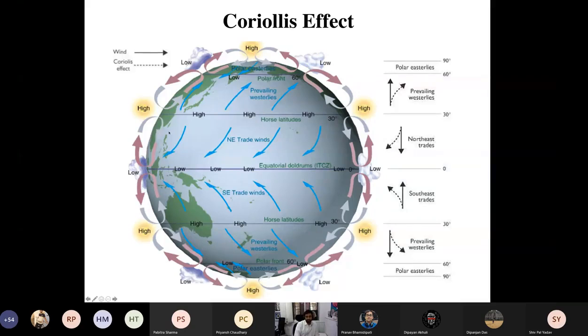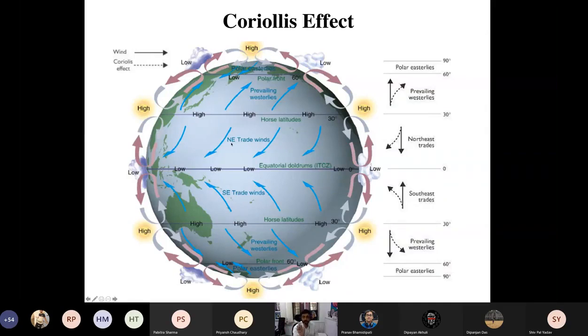So the Hadley cell, where you have air mass moving from around 30 degrees north to the equator along the surface of the planet. At the equator, it rises to the top of the atmosphere, and then it moves towards 30 degrees north. The movement of air from 30 degrees north to the equator has a northeast direction. So the wind is originating from the northeast and flowing towards the southwest.